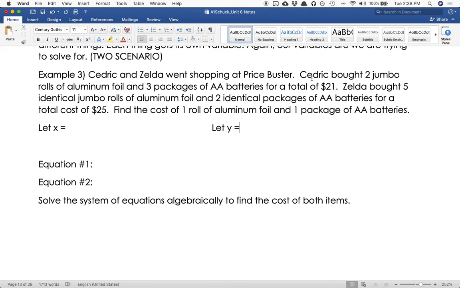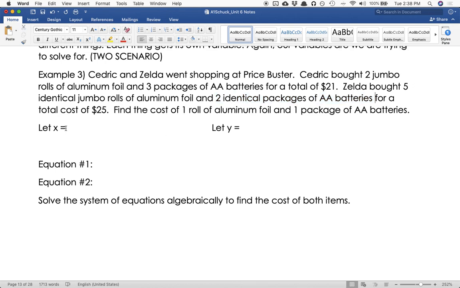Now, you have 2 scenarios, hence the name of this type of problem. There's the scenario with Cedric, and then there's the scenario with Zelda. In the 2 scenarios, you also have 2 things. In each scenario, you have the rolls of aluminum foil and the packages of AA batteries. Cedric had 2 rolls of aluminum foil and 3 packs of AA batteries. In the second scenario, Zelda had 5 rolls of aluminum foil and 2 packages of AA batteries. The things are what your variables are going to be.